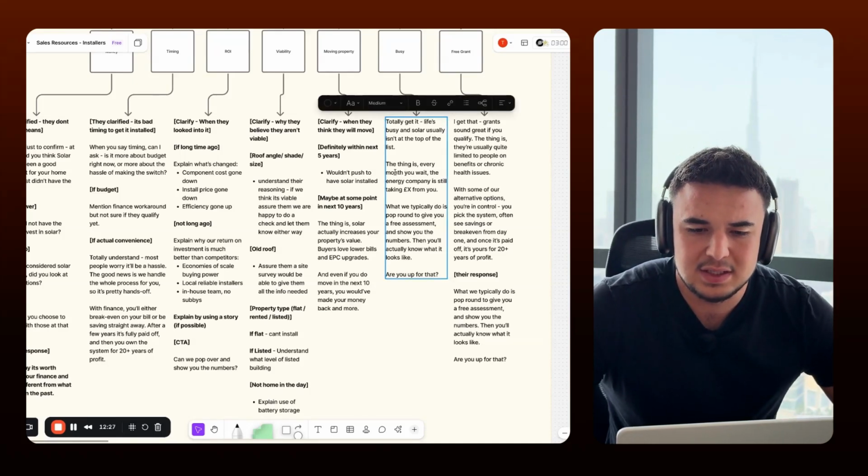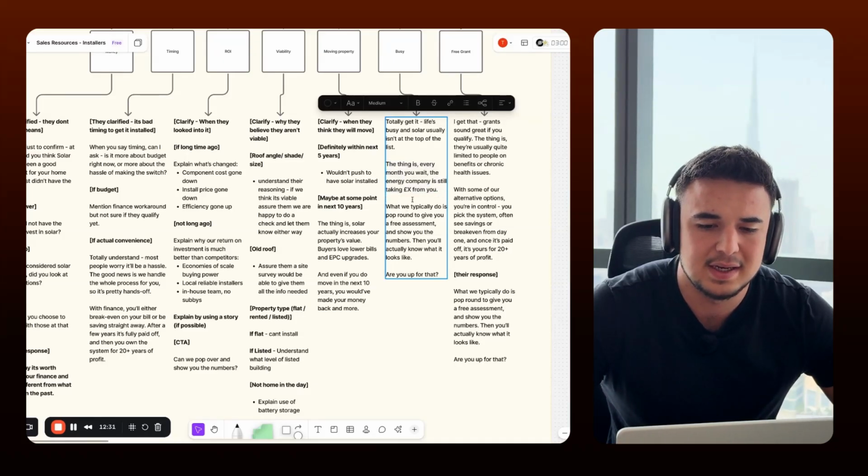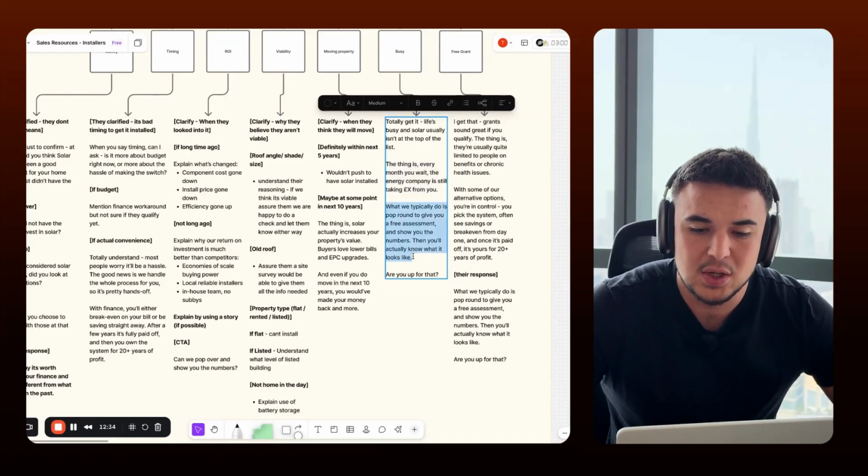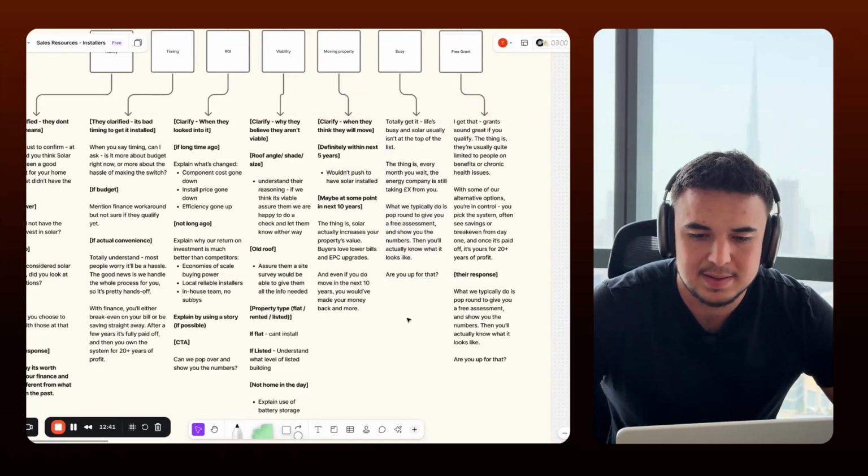Totally get it, life's busy and solar's usually not at the top of the list. Thing is, every month you wait, the energy company is still taking X amount from you. What we typically do is pop round to give you a free assessment, show you the numbers. Then you'll actually know what the numbers look like. Are you up for that? That could be something that you look at.